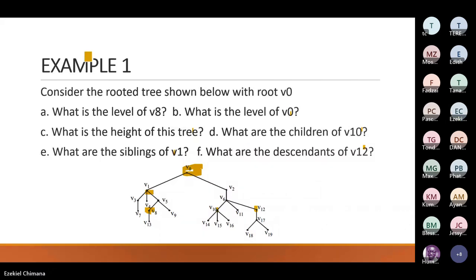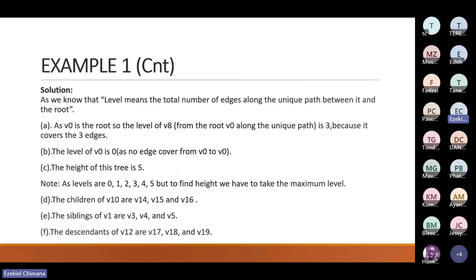So the level of V0 is 0. This one is the first level, 0. If you go to this one, it's level 1. If you go to this one, level 2. If you go to this one, maybe it's level 3. So V8, maybe it's level 4.